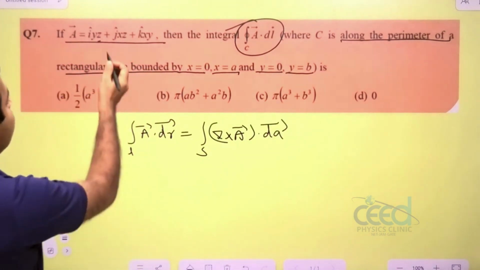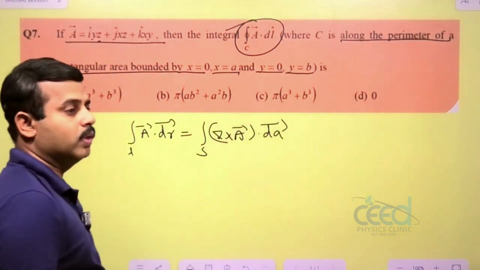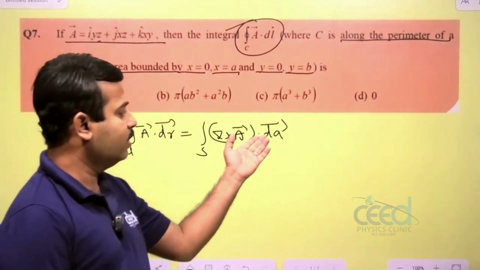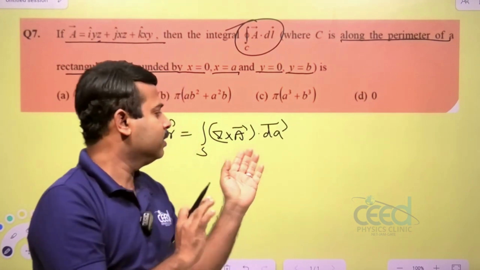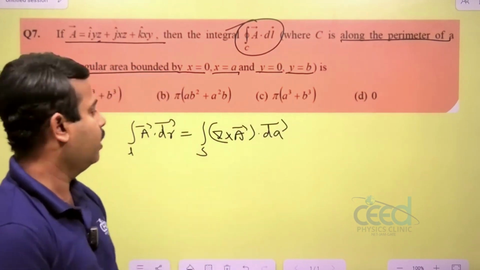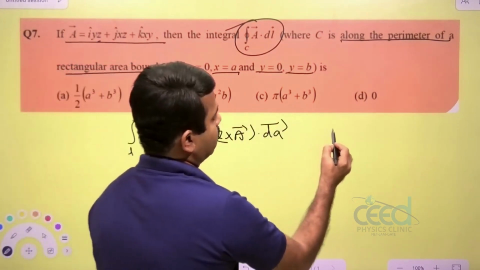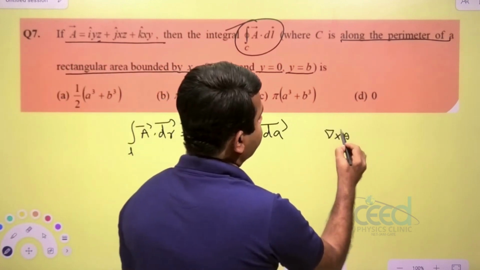So A is given, then you find ∇ × A and substitute the area element of a rectangle, which is just dx dy. Length is x, breadth is y, then dx dy, and you can easily integrate. So first we calculate ∇ × A. What is ∇ × A?